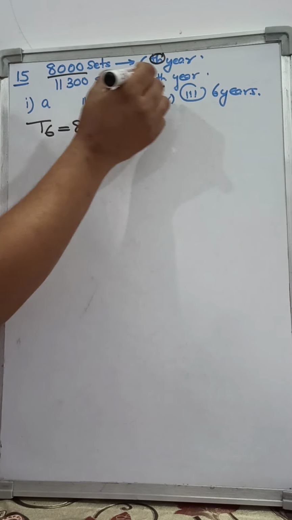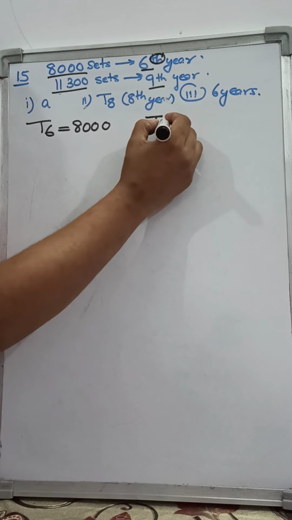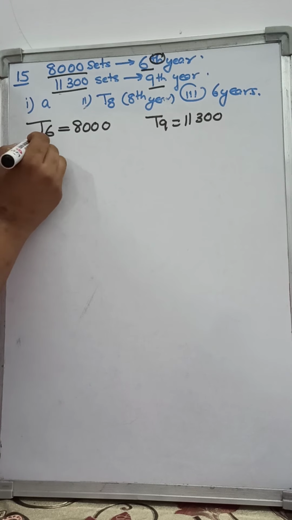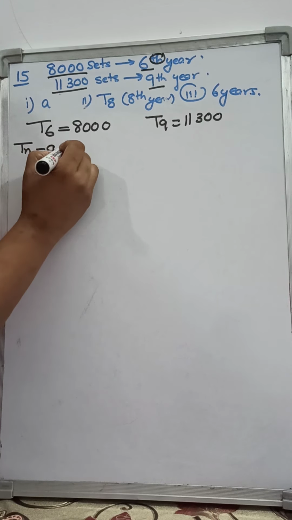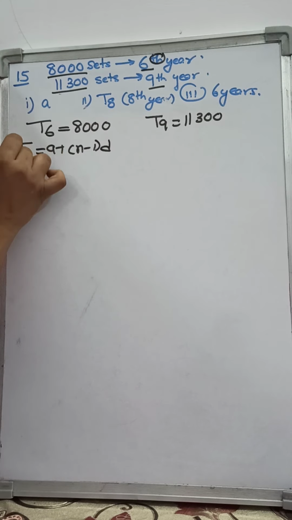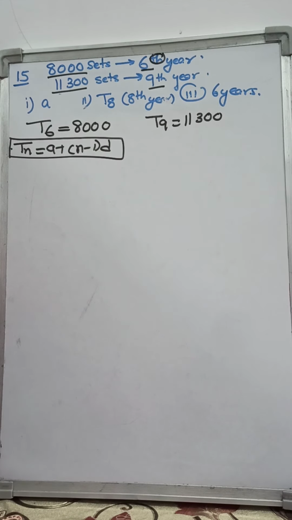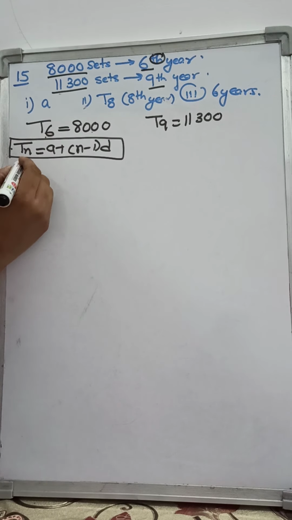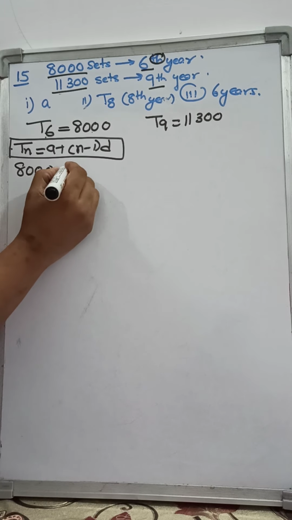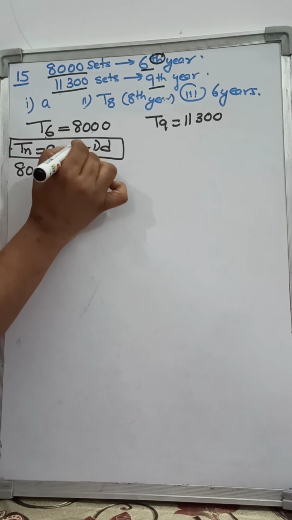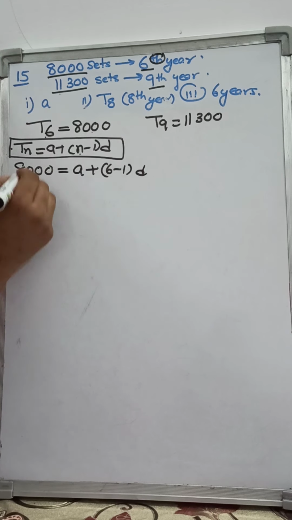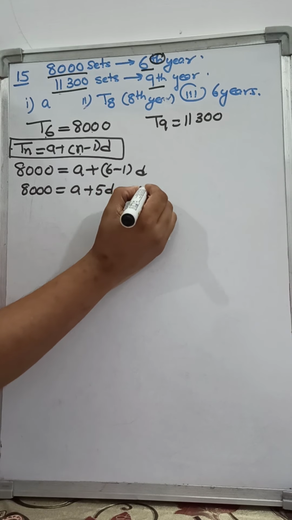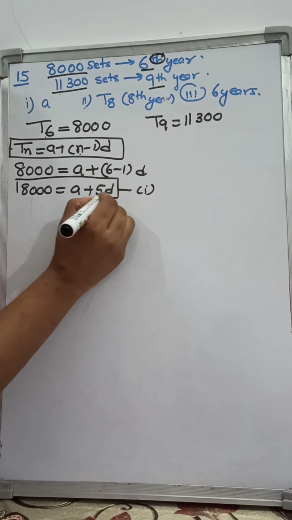Now, the 9th year is 11,300. That means the 9th term is given to us, 11,300. Now, we will be using the formula of the Tn term. Tn is equal to A plus n minus 1 into D. Clear? Now we will substitute the value. The 6th term is 8,000, that is n is 6. So 8,000 equals A plus 6 minus 1 into D. So 8,000 will be equal to A plus 5D. For the time being, this is equation number 1.